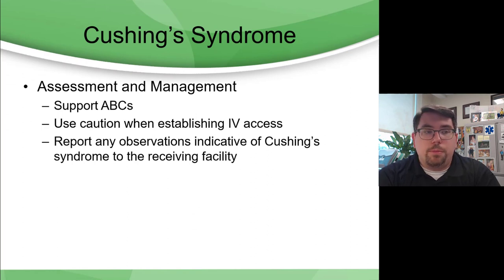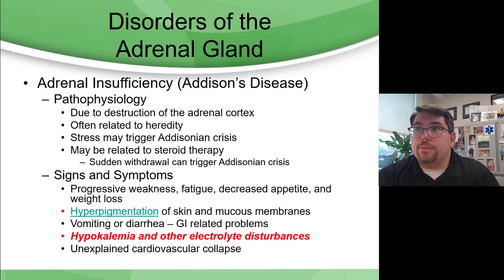Monitor their airway, support breathing and adequate circulation, monitor your patient's pulse oximetry, give oxygen if they're hypoxic, and avoid hyperoxia. Remember to monitor your capnography and EKG as well. Be careful when establishing an IV because we can introduce pathogens that make it very difficult for them to overcome. Remember, they're more susceptible to becoming septic. And then we want to make sure anything that we believe is related to Cushing's, the receiving facility is well aware of early on.